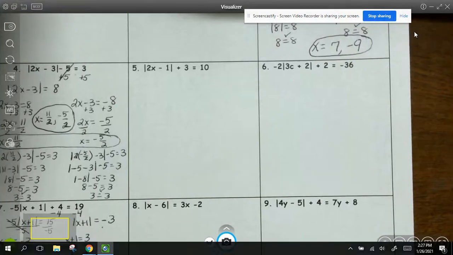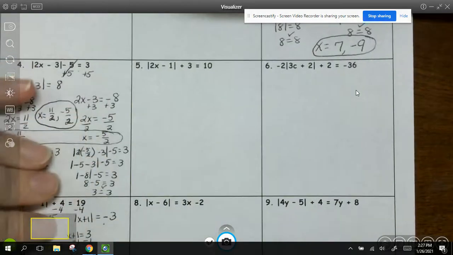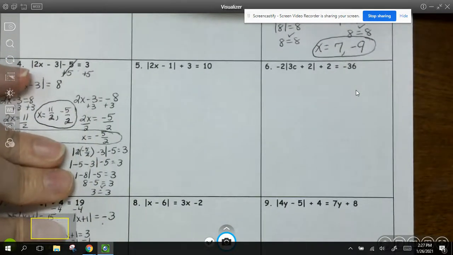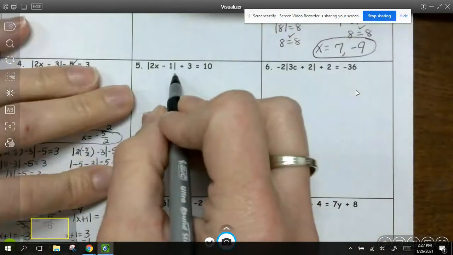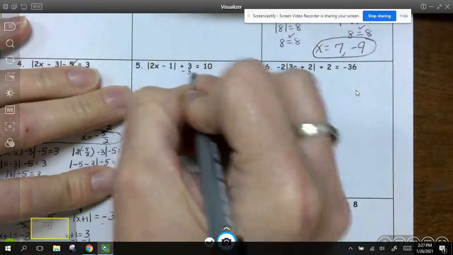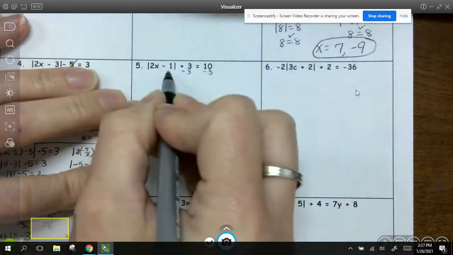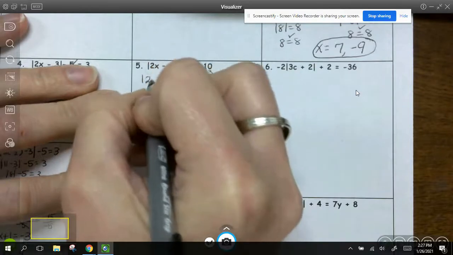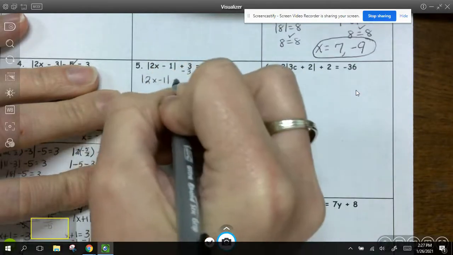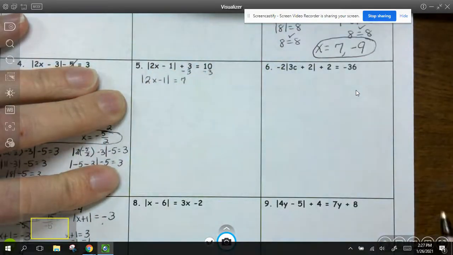Okay guys, hopefully you tried problems 5 and 8, and in this video I'm going to work those problems and show you how they should be done, okay? So for number 5, the first thing you have to do is subtract 3 from both sides in order to isolate that absolute value bar. So that gives us absolute value of 2x minus 1 equals 7.